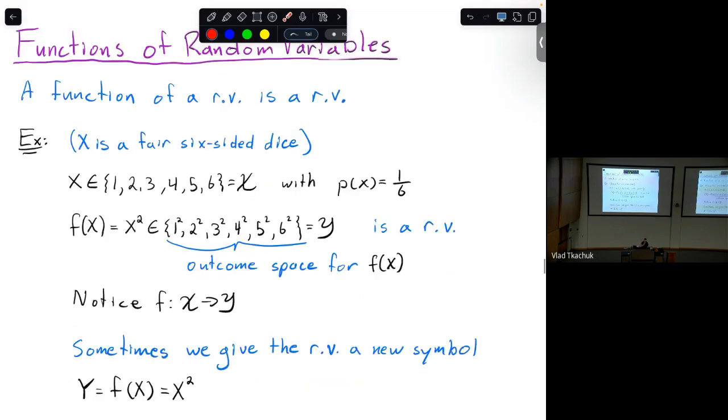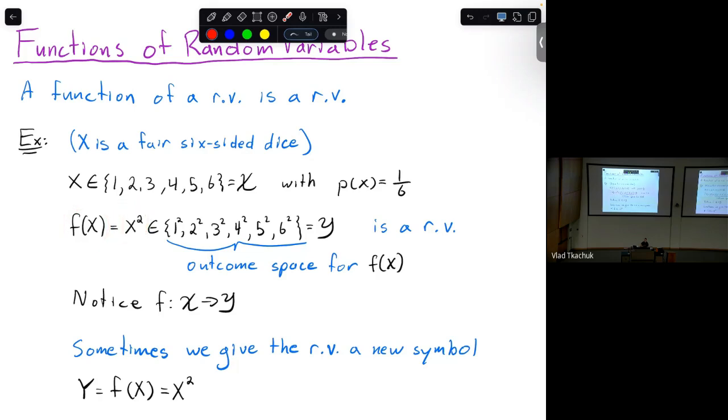And now maybe someone tells you that, based on your roll of the dice, they're going to pay you some amount of money. And the way they calculate the amount of money they pay you is they take the roll of the dice and square it. So that would be represented by a function of the random variable X. So something like X squared, right?